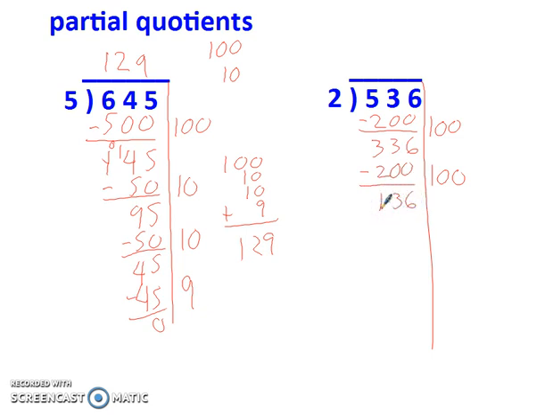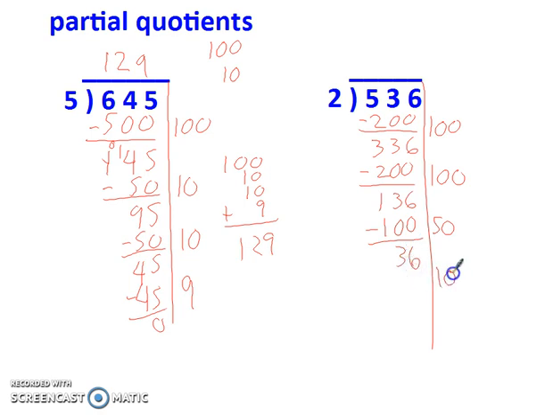136. Can I give away another 100? No, because 200 would be way too much. Do you see a number you could multiply this by that would be less than 136? Someone says, hey, I know 2 50-cent pieces is $1, so I could do 2 50s. That would be 100. I subtract, I'm now at 36.